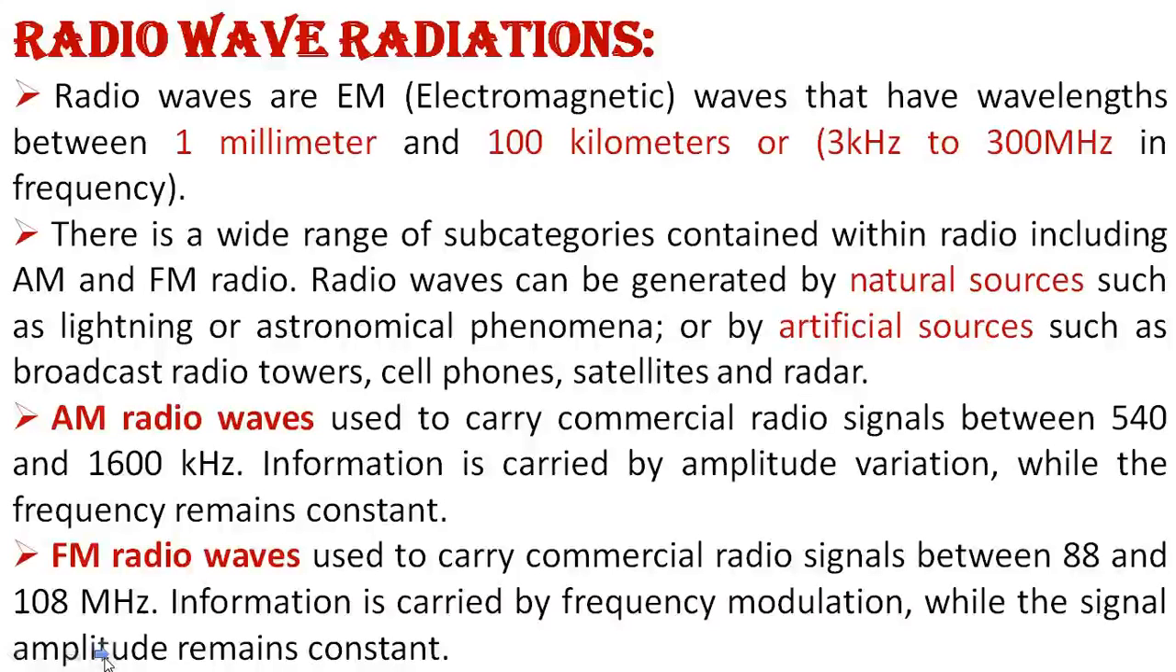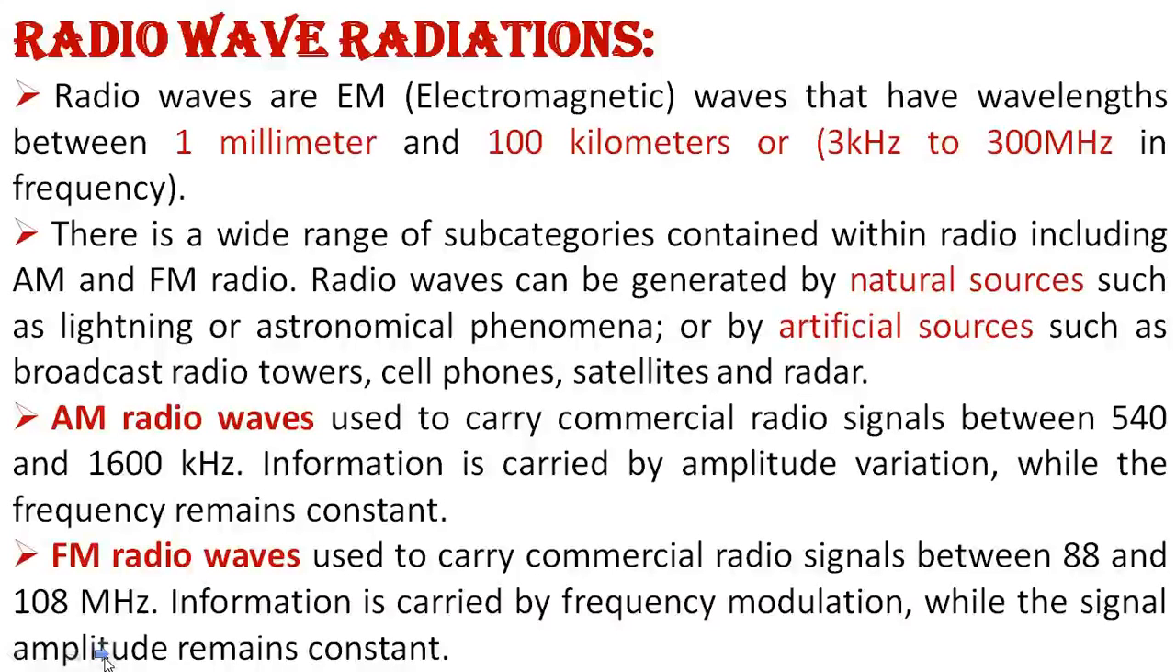Radio waves can be generated by natural sources such as lightning or astronomical phenomena, or by artificial sources such as broadcast radio towers, cell phones, satellites, and radar. Radio waves are categorized into two types. The first one is AM radio waves, and the second one is FM radio waves. AM means amplitude modulation, and FM means frequency modulation.